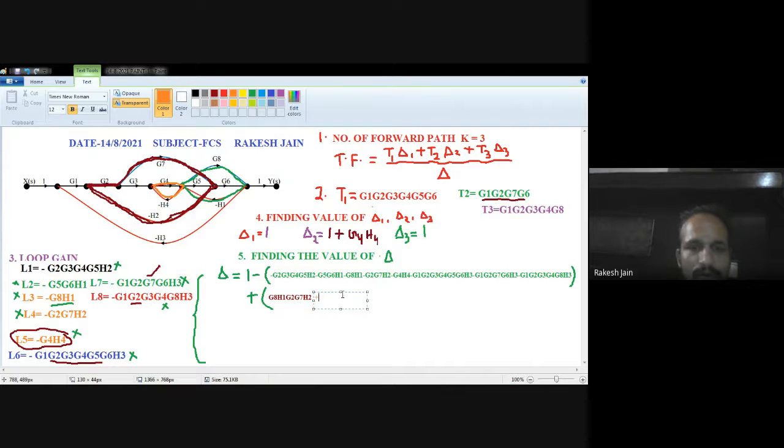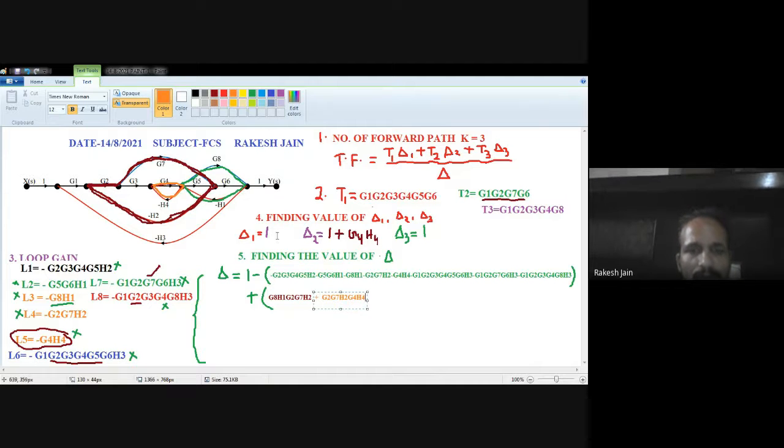Now G2, G7, H2, that is loop fourth. Now multiply by loop fifth, that is G4 and H4. Okay. Now any other non-touching loop? Now we have to find out. Wait for a while. Any other two non-touching loops? Yes. See the loop fifth and seventh.